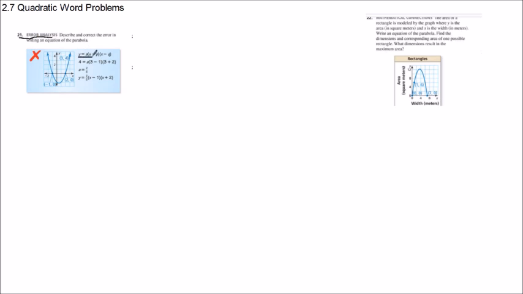We have this equation. As you studied last time, this equation is the intercept form. It's y equals a times x minus p, x minus q. So look at this equation: 4 equals a times 3 minus 1, 3 plus 2. I'll give you 5 seconds to figure out why it's wrong.